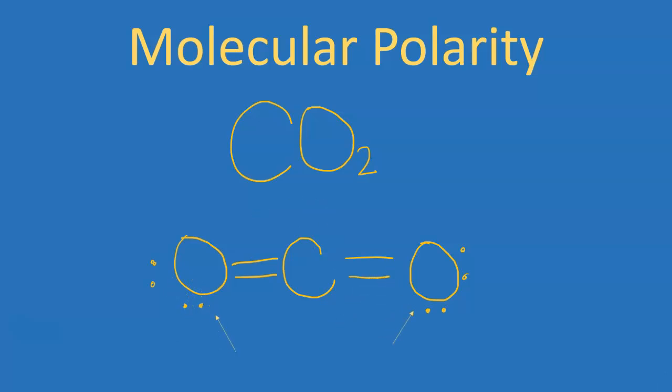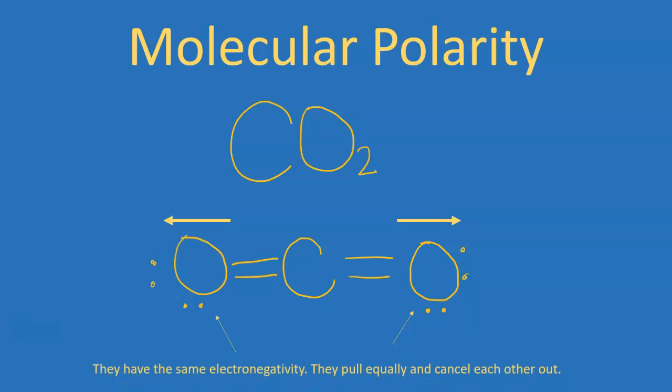And I want you to notice that my oxygens are going to be pulling in different directions at the same pace. They are equal, right? So they have the same electronegativity. They pull equally, which means they cancel each other out. What does that mean? That means that CO2 is a non-polar molecule or a non-polar compound.